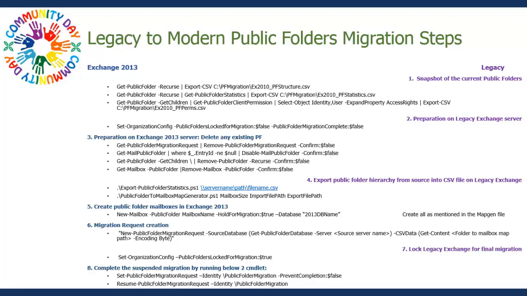Right, so let's move on to step 5. Step 5 is create public folder mailbox in Exchange 2013. This is kind of a manual step, but you can also automate it somehow. What I would prefer to do is manual, so that I can be assured that I'm creating it in the right place. So I'm saying New-Mailbox -PublicFolder, which means it will be a public folder mailbox.